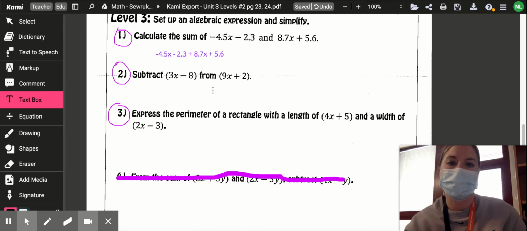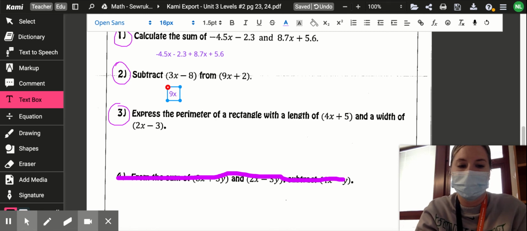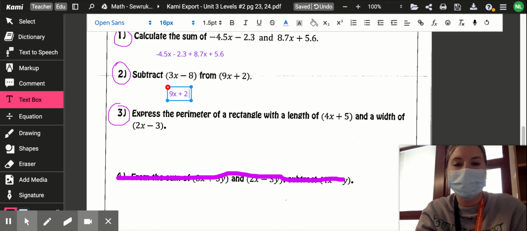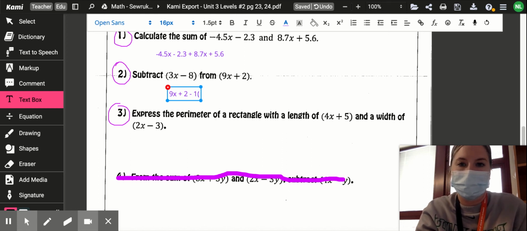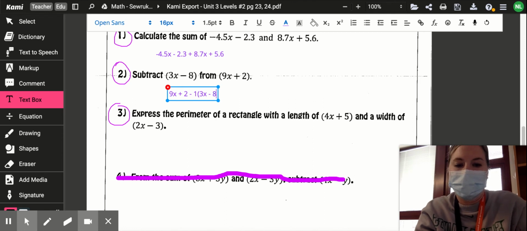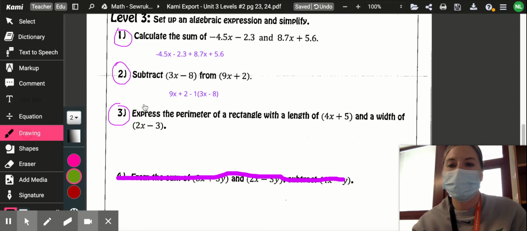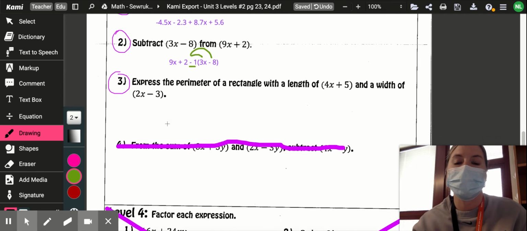Subtract 3x minus 8 from 9x plus 2. Well, 9x plus 2 minus, there's an invisible 1 in front of this parenthesis that you're going to have to distribute. So you're going to combine those together, but in order to do that, just like we did before, you have to do a -1 times the 3x and a -1 times a -8. You're going to rewrite it all down here, and then you're going to combine the like terms to get your final answer.